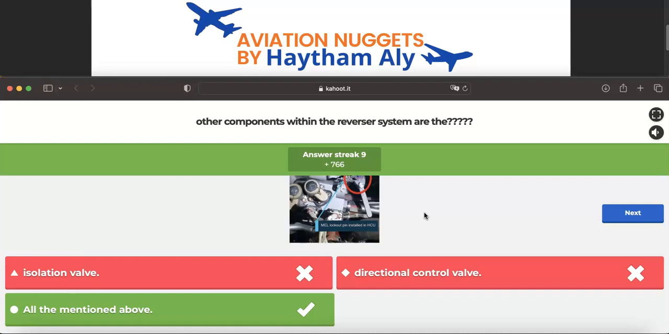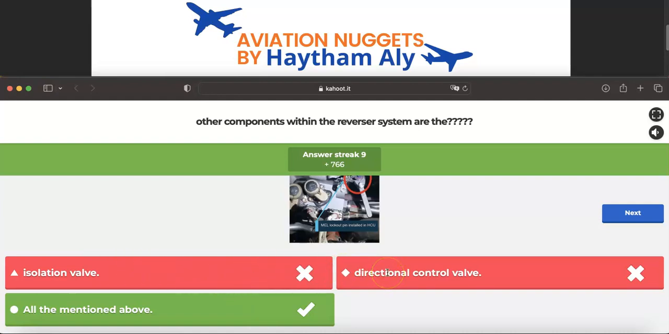Okay, so what is the function of the isolation valve? The isolation valve allows hydraulic pressure to the actuator of the thrust reverser or not. If it is energized, it will allow hydraulic. If it is not energized, it will stop hydraulic to the actuator.